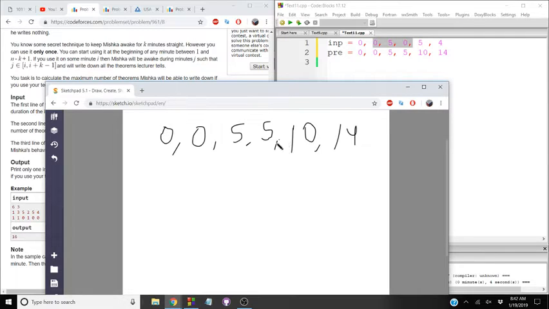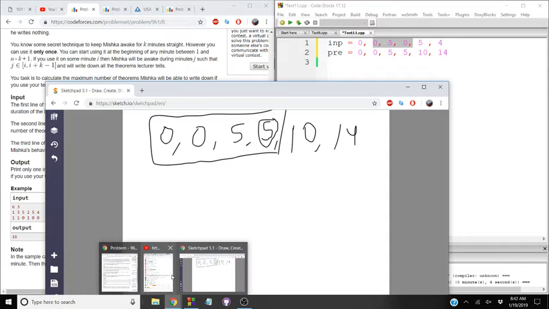we want to find the sum of the range of the input array of these values, right? So, lucky for us, 5 gives us the sum of this range here. Okay, I'll check the questions right now.